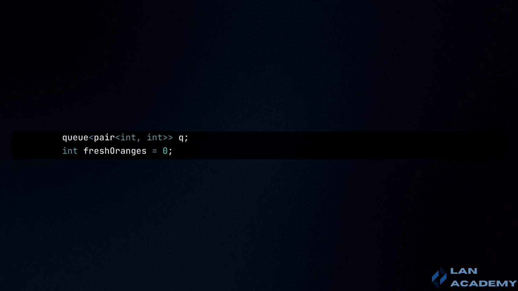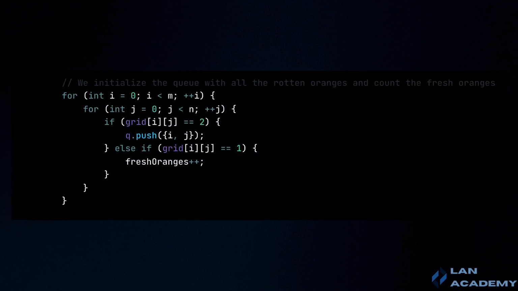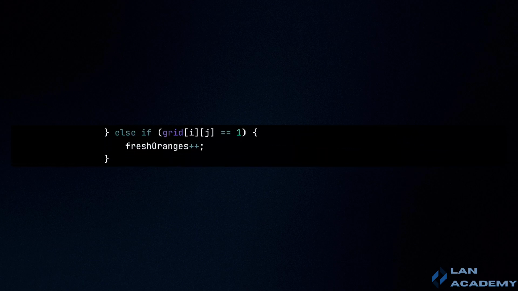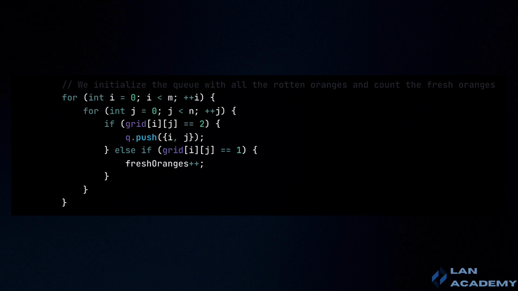Next, we initialize a queue Q to hold the coordinates of the rotten oranges and the variable fresh oranges to count the number of fresh oranges. To populate the queue with the initial state of the rotten oranges and count the fresh ones, we iterate through the matrix using 2 nested for loops. For every cell that contains a rotten orange, grid of i j equals 2, we add its coordinates to the queue. Conversely, for every fresh orange, grid of i j equals 1, we increment the fresh oranges counter. This initial population step is crucial as it sets up the starting point for our BFS traversal.